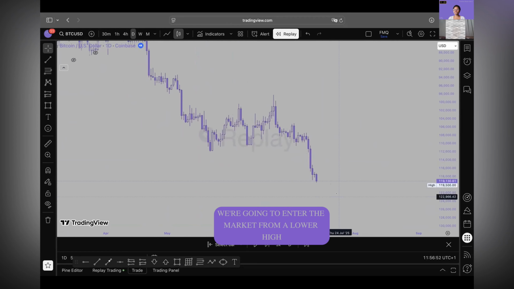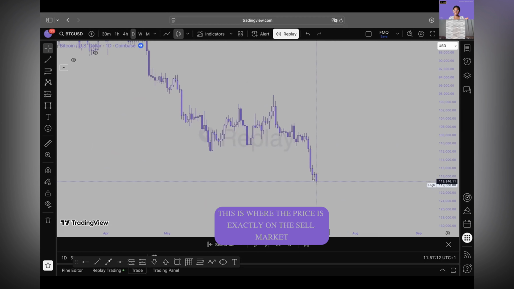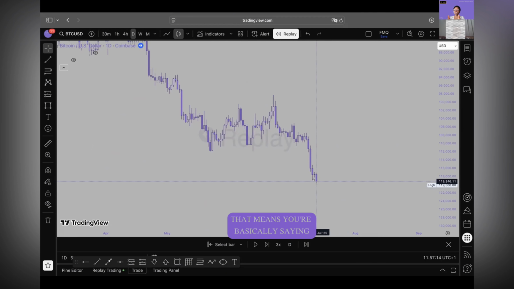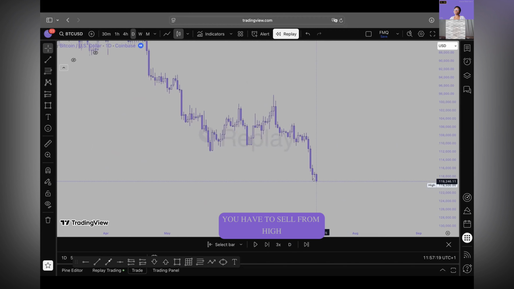We're going to enter the market from a lower high, or from a resistance level. That means we're going to look for an opportunity from the top, because sellers are resting at the resistance zone or supply zone. If you say you want to enter a sell here, where the price is exactly on the sell market, that means you're basically saying you want to enter a buy, because you cannot sell from low. You have to sell from high, and you have to buy from low.